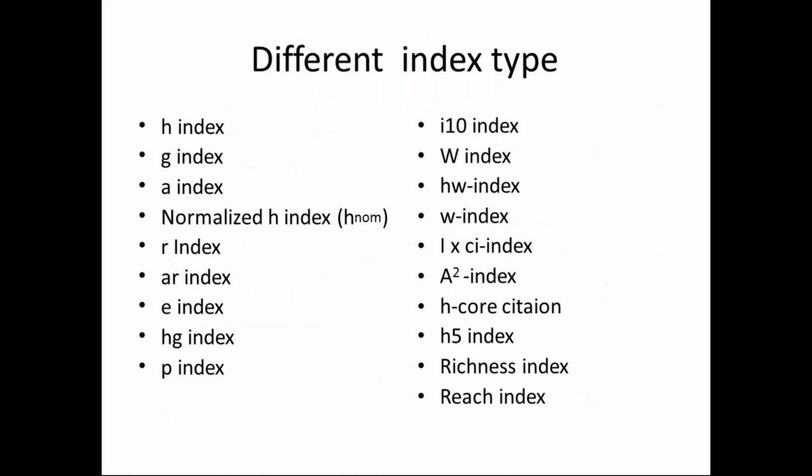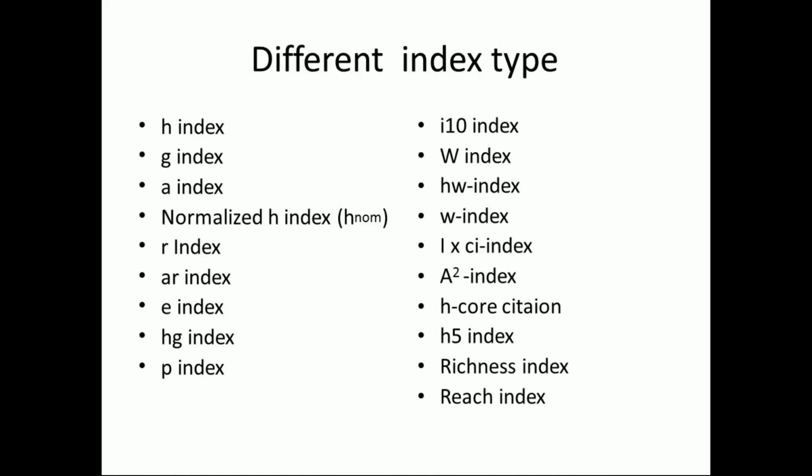These are essentially necessary to identify what the different types of indexes are. We can have H-index, G-index, A-index, normalized H-index, R-index, AR-index, E-index, HG-index, P-index, I-10 index, W-index, HW-index. All these are essentially to be known. Not necessary, I can calculate. H-core citation we already know. It is the total number of citations the H-index papers received.